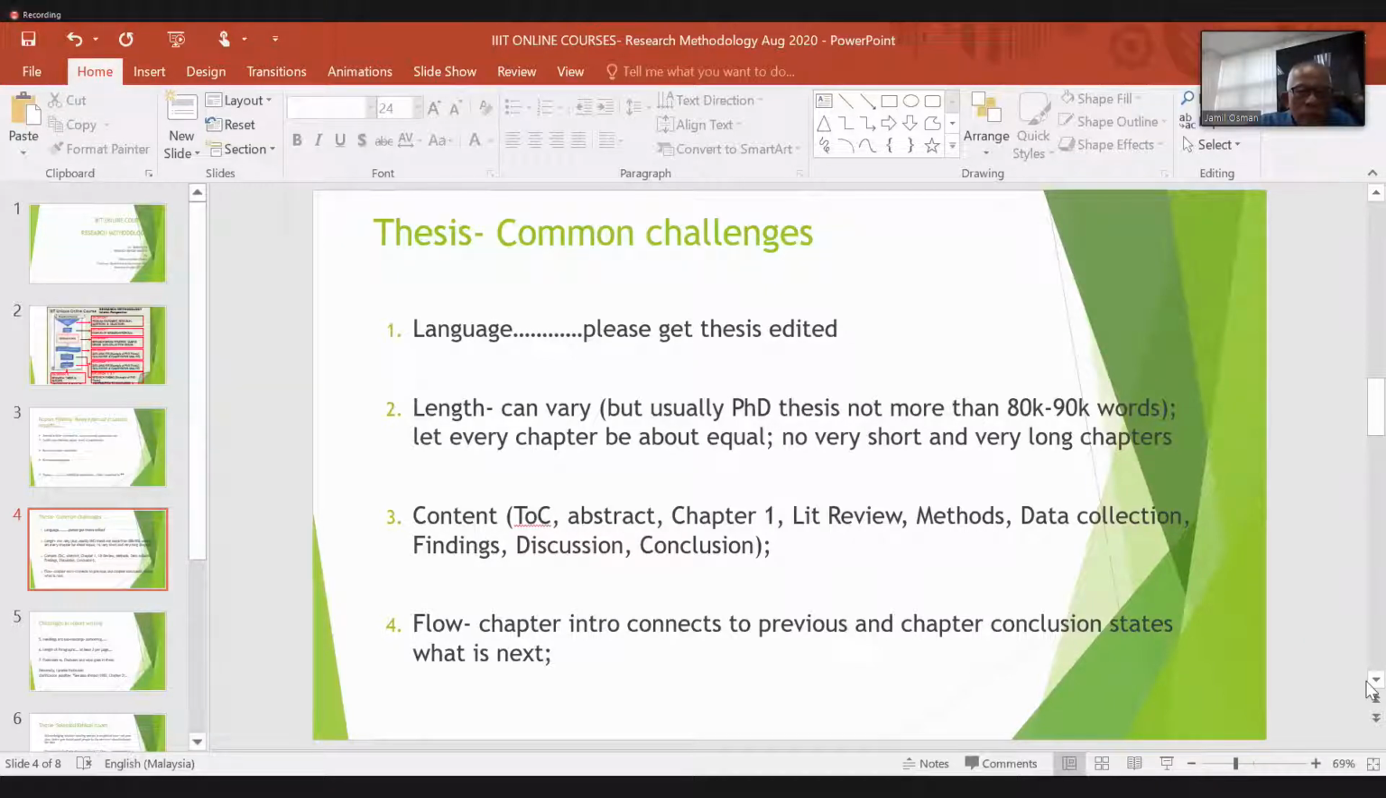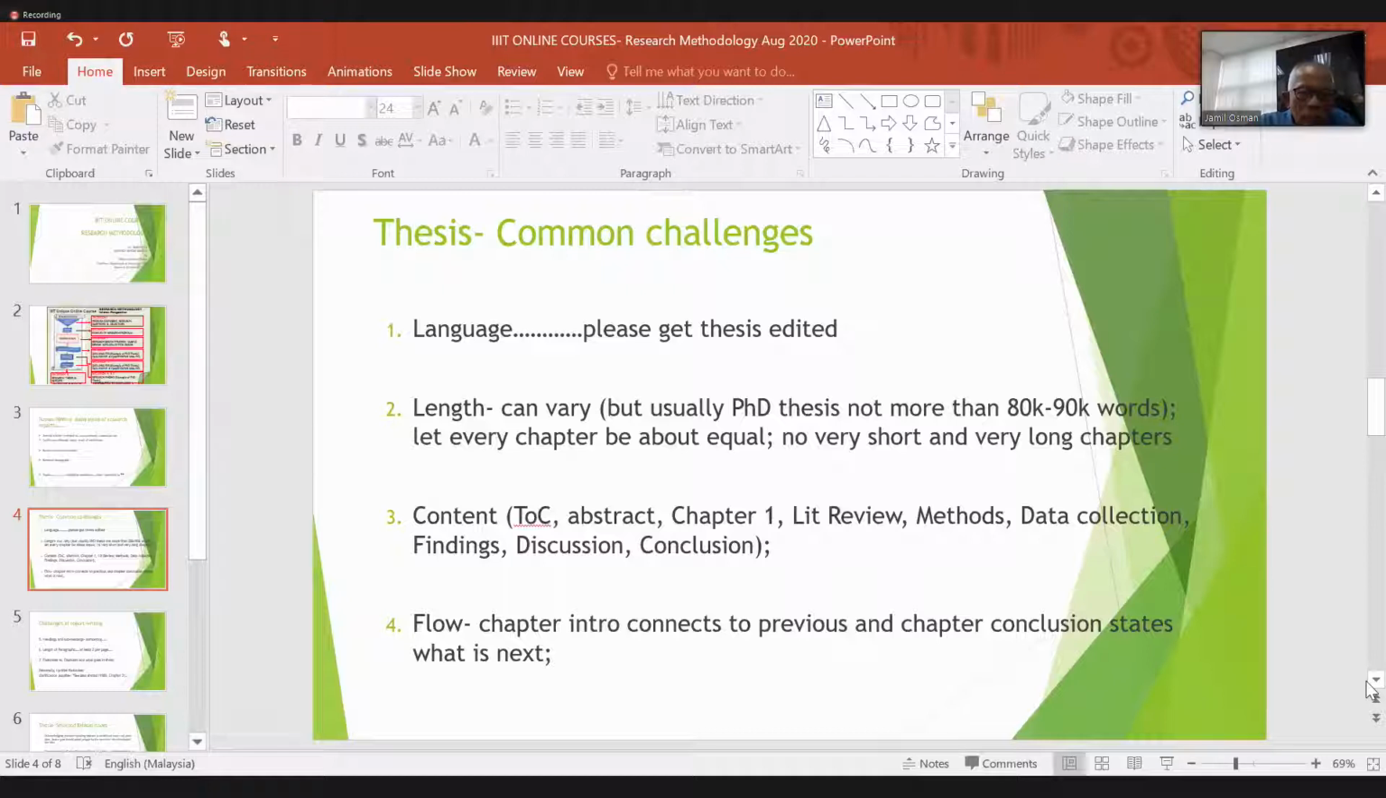This is, of course, your supervisor's duty to tell you. And sometimes trying to cut down the length is not easy. Yeah, because you have worked on something for 3-4 years, you think that you need to put everything into the thesis, but actually it's not necessary. There is a way for you to reduce certain things and so on.